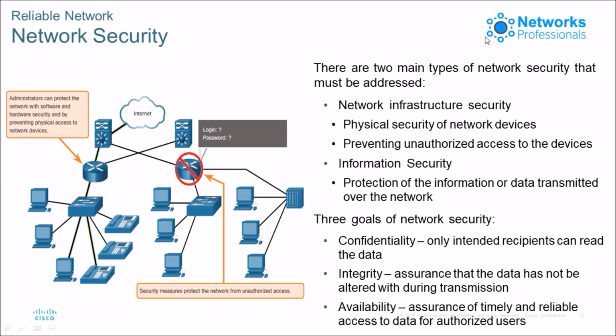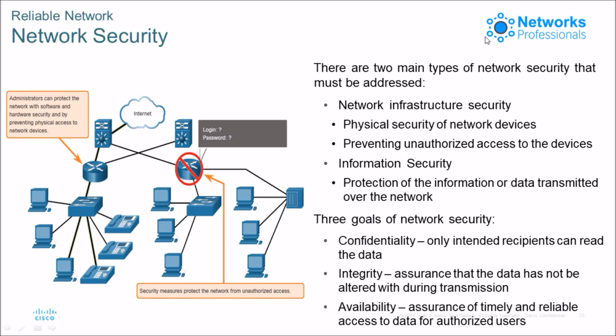Network administrators must address two types of network security concerns. Number one is your network infrastructure security, meaning your physical security. And number two is your information security, meaning your virtual security, you can say. Securing the network infrastructure includes physically securing network devices that provide network connectivity and preventing unauthorized access to the management software that resides on those physical devices, as shown in the figure.